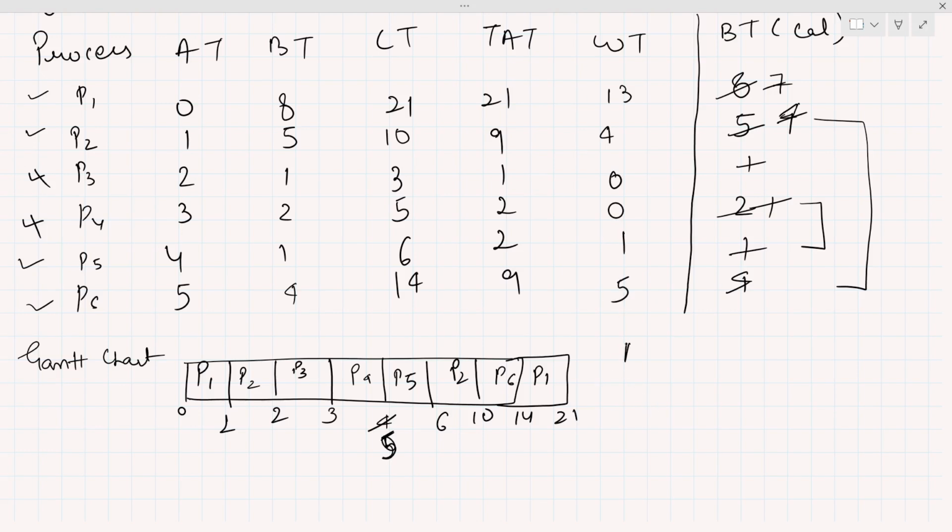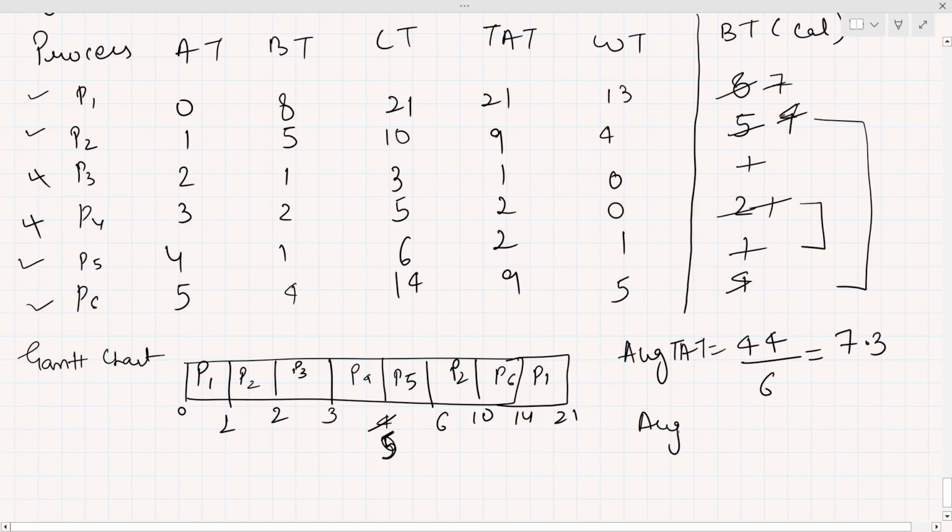Now you can easily find the average turnaround time: the sum of all the TAT divided by the number of processes. 21, 9, 1, 2, 2, 9 becomes 44. 44 divided by 6. So what is the value? The value is 7.3.